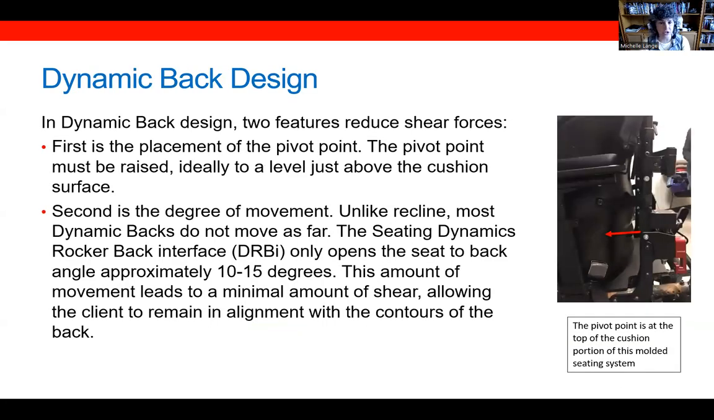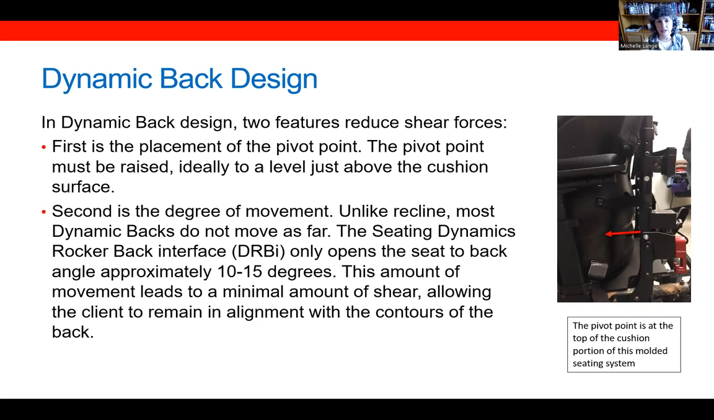In dynamic back design, there's two main features that reduce shear forces. First is the placement of the pivot point. The pivot point must be raised, ideally to a level just above the cushion surface to where that natural pivot point of the hips are at. So here you can see the pivot point of the dynamic rocker back and an arrow pointing to an area of this molded seating system where the client's hip joint is. So it's the top of the cushion that's within that shell.